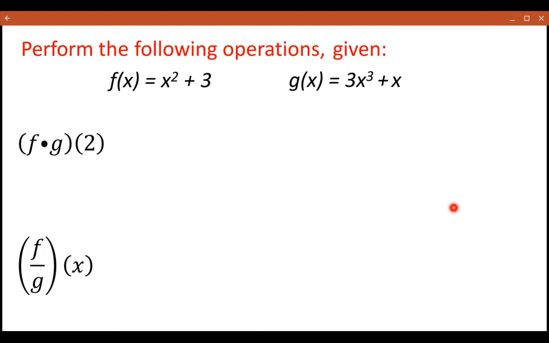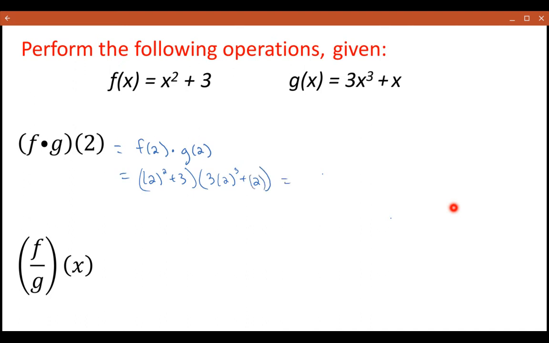Okay, the next one, go ahead and give this one a shot. So f times g of 2, this is the same thing as saying f of 2 times g of 2. So f of 2 would be 2 squared plus 3, put it in parentheses there, times 3 times 2 cubed plus 2. Replace all of the x's with 2.